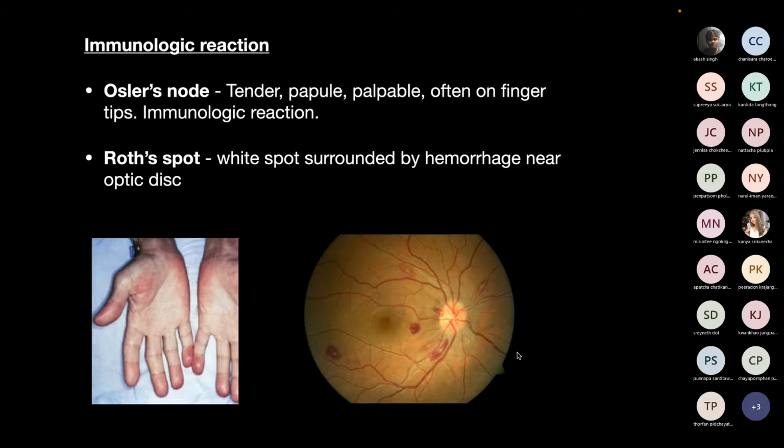And for immunologic reaction, once bacteria dislodge into the finger, it causes the body to attack it, and that's the Osler node. So it's tender now, so it's painful to touch. And it can get into the retina, causing Roth spots as well. So it's very problematic because it can spread everywhere in the body.